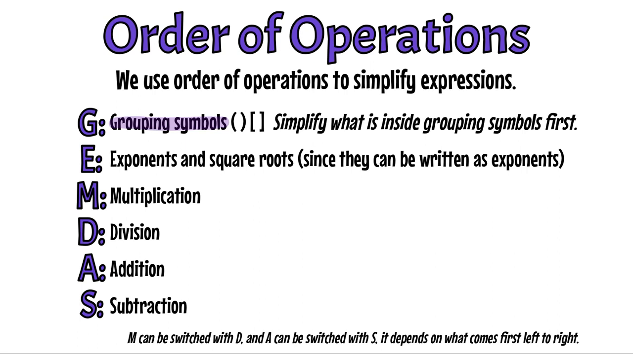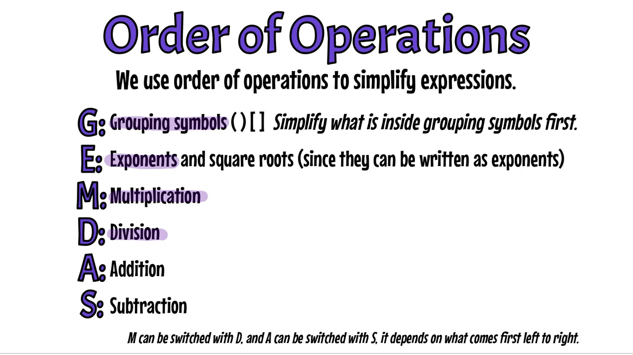The E in GEMDAS represents exponents. And since you can write exponents as square roots, as you will learn later in Algebra 2, we simplify exponents and square roots second. The M in GEMDAS represents multiplication, and the D in GEMDAS represents division. These two are interchangeable, and usually we pick whichever one of these comes first in our expression. So multiplication and division are next.